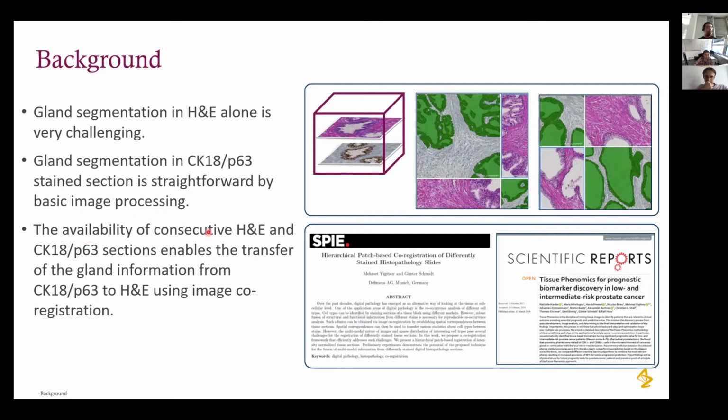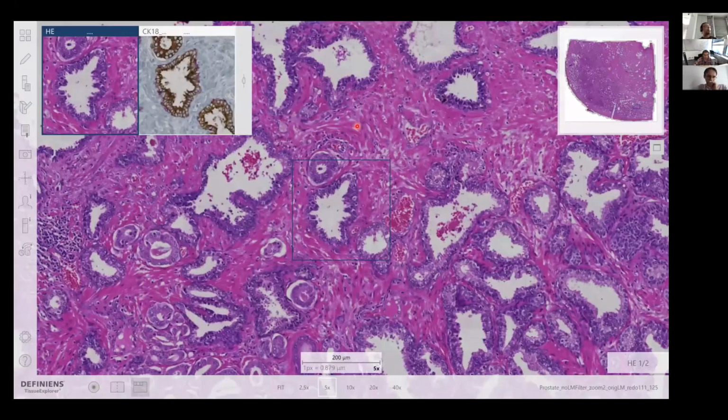If we have consecutive sections on H&E and CK18, then it enables automatic transfer of this information from brown to this layer. And this is what we would do in this work. So we would automatically co-register these images so that these sections are close by, and then we automatically detect these regions on H&E. Just an example of how this looks.